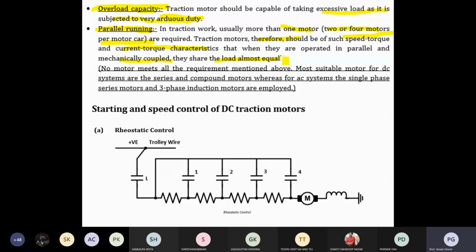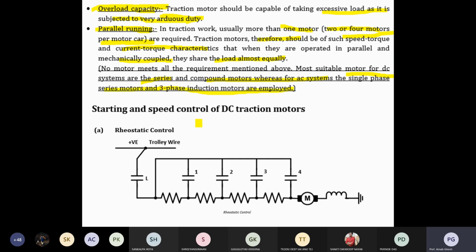They can share the entire load by the combined action. Okay, no motor meets all the requirements mentioned above. The most suitable motors for the DC system are the series and the compound motor, whereas for the AC system the single phase series motor and the 3-phase induction motor are employed.